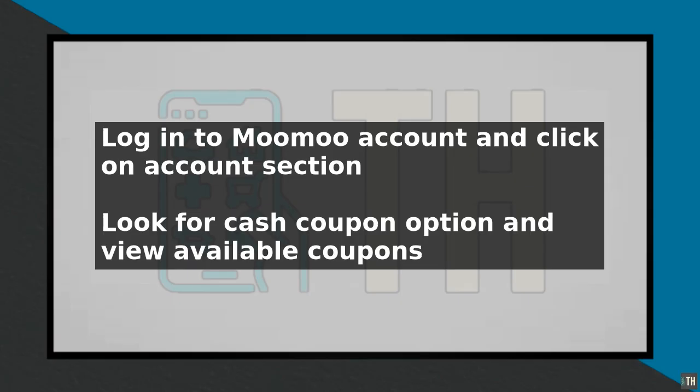To use a cash coupon, simply click on the Use button next to the coupon. You will then be prompted to confirm that you want to use the coupon. Once you confirm, the coupon will be applied to your account and you can use it to offset trading fees and other expenses.